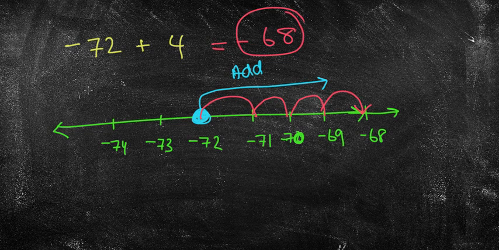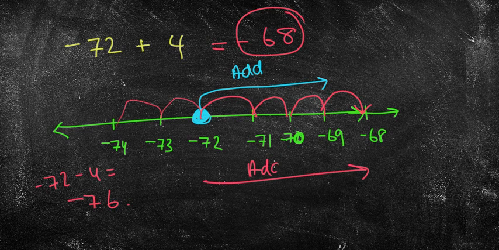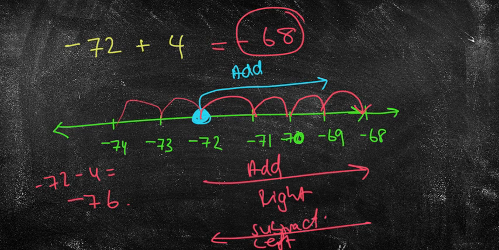Now, one of the most common problems is that people say it's going to be negative 76. The problem is, what they've actually done is gone to the left, which would be taking 4 away. That would be the answer for negative 72 minus 4. Okay, so if you're adding, we go to the right. If we go to the left, we subtract.